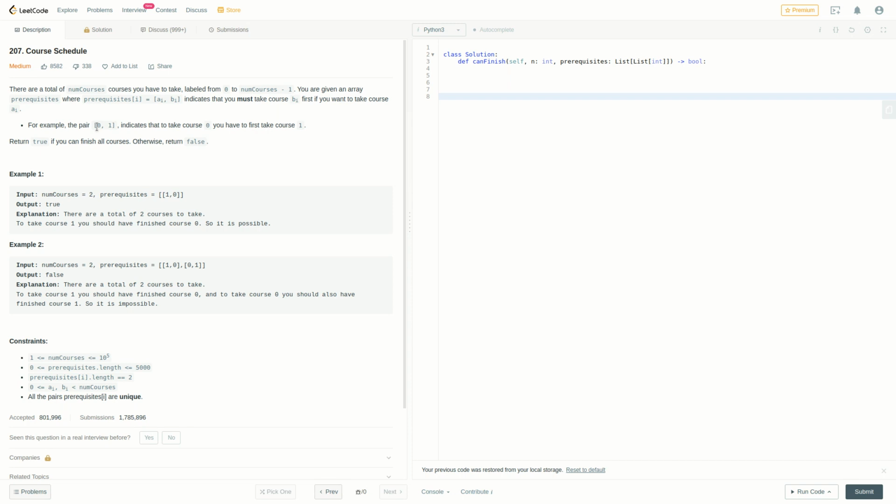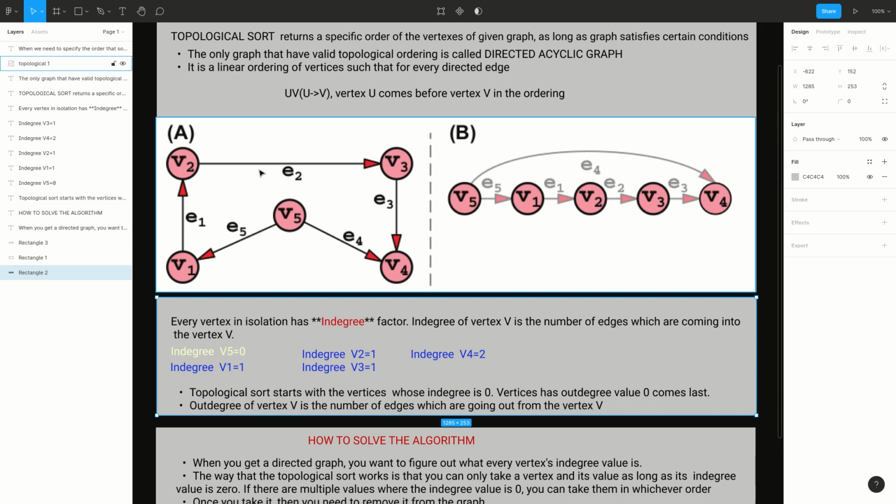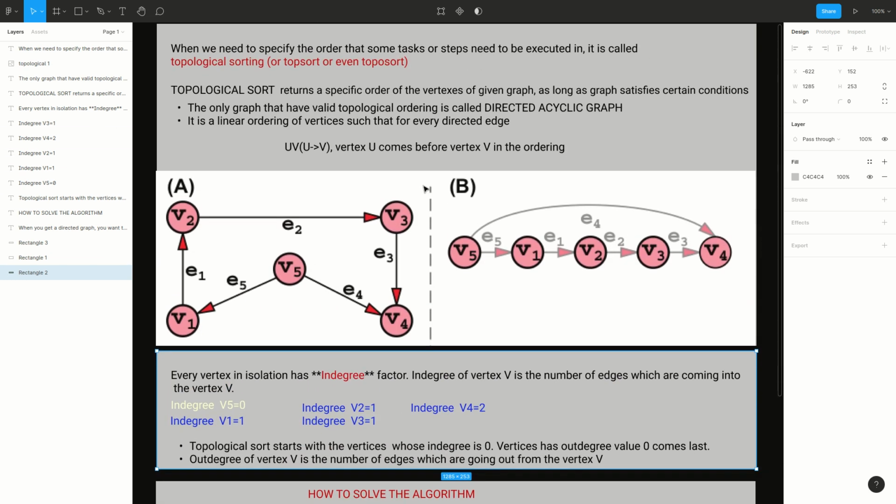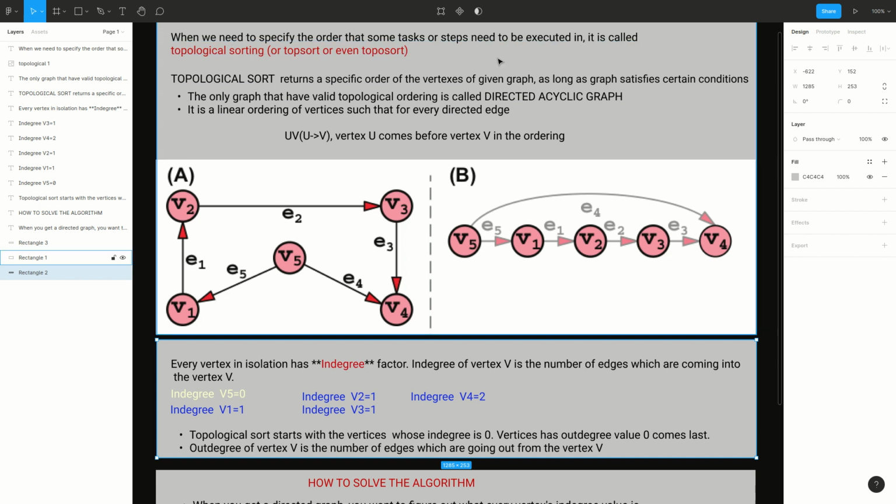Before I jump to the coding, I will explain what topological sorting is. Topological sort, when we need to specify the order that some tasks or steps need to be executed in, is called top sort. It returns a specific order of the vertices of a given graph. As you see, given graph A here, and its topologically sorted version is here.